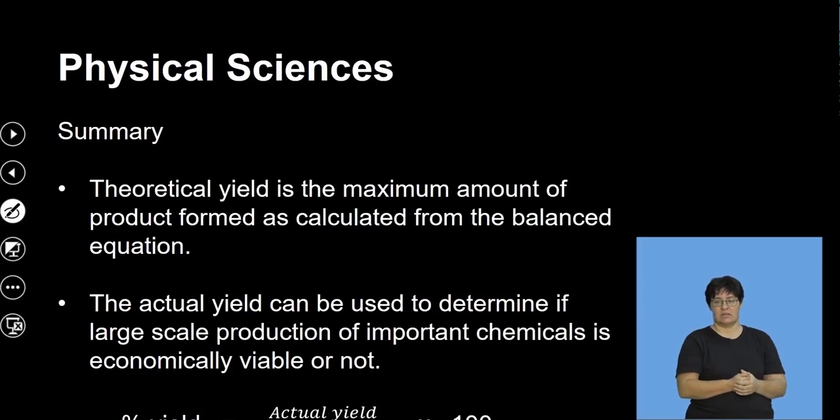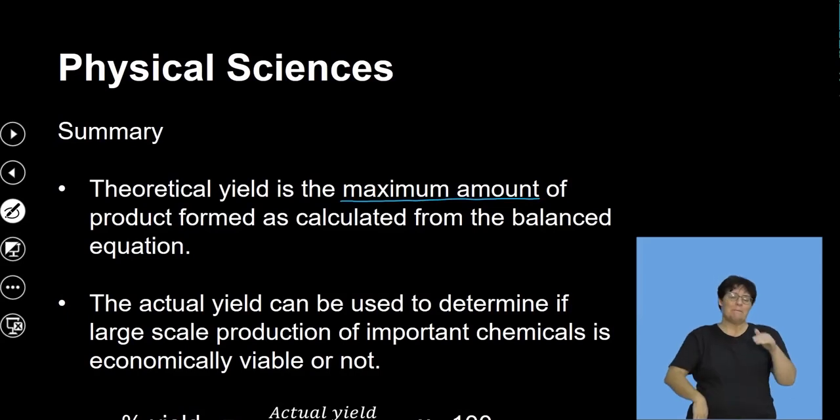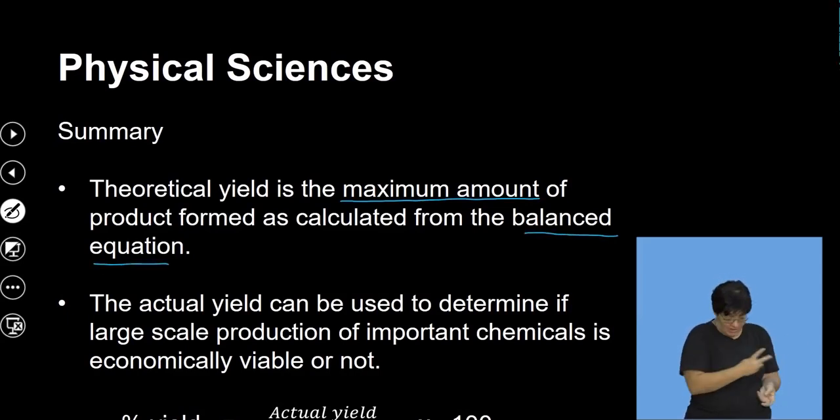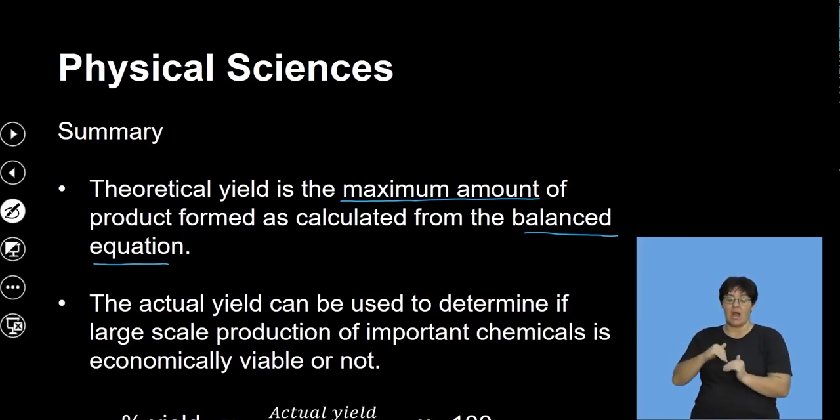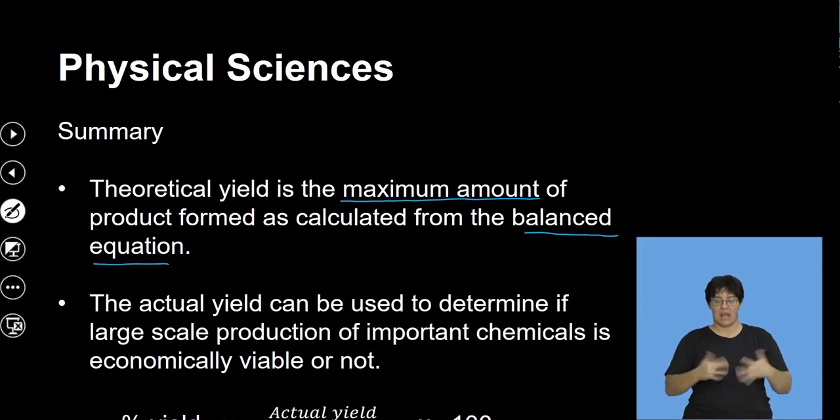When it comes to the theoretical yield, this is the maximum amount of product that is expected as calculated from the balanced equation of the reaction, which is why we always balance the reaction. And then the actual yield is used to determine the large-scale production of chemicals and to check whether the production process is viable. So a higher percentage is an indication that, yes, indeed, the production process is economically viable. That's how we calculated our percentage yield of a substance.